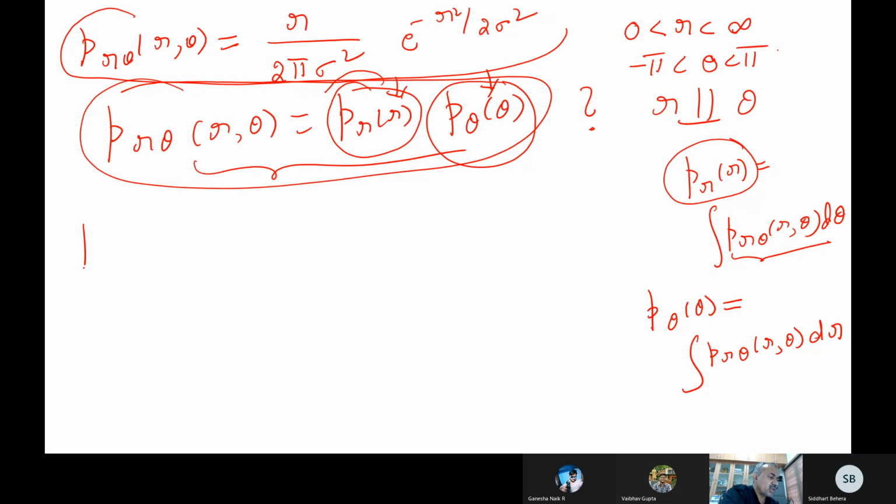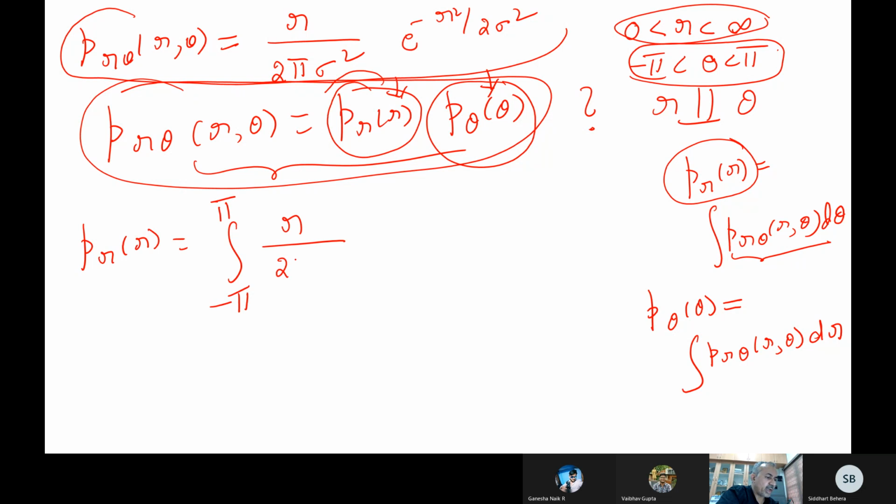So now here let us do this calculation. So I want to find out p r of r. So of course these are the limits basically. Okay, so 0 obviously we know, so minus pi to pi. Okay, so r by 2 pi sigma square e to the power of minus r square by 2 sigma square, d theta. So we have to evaluate this integral.